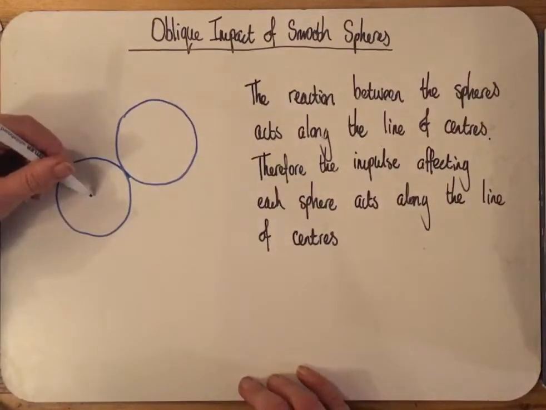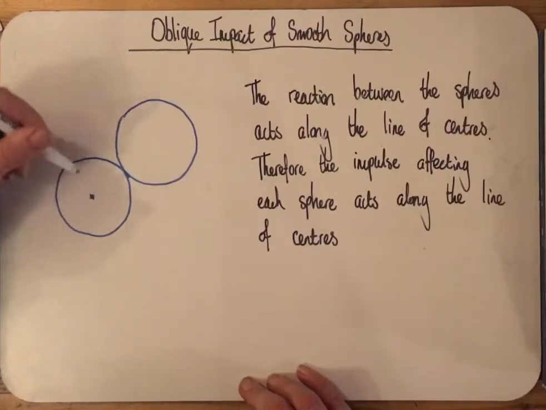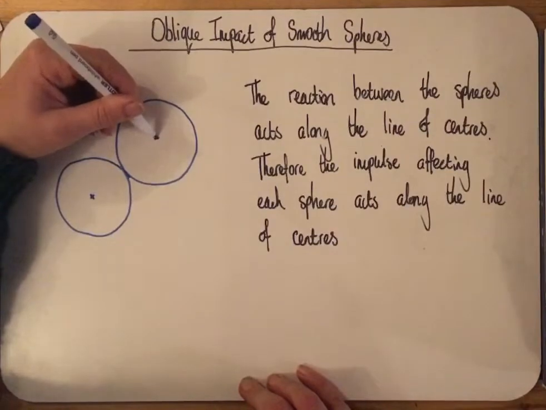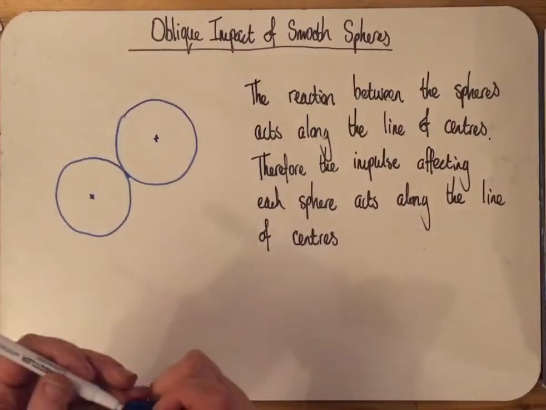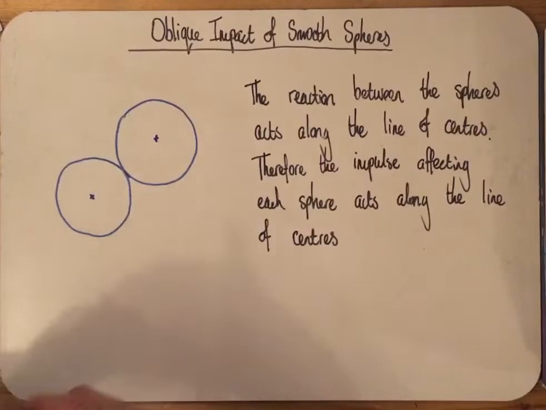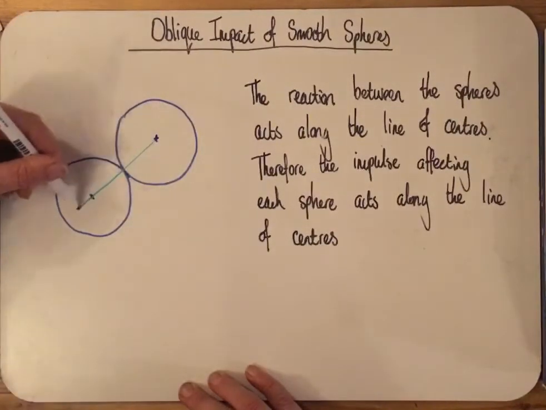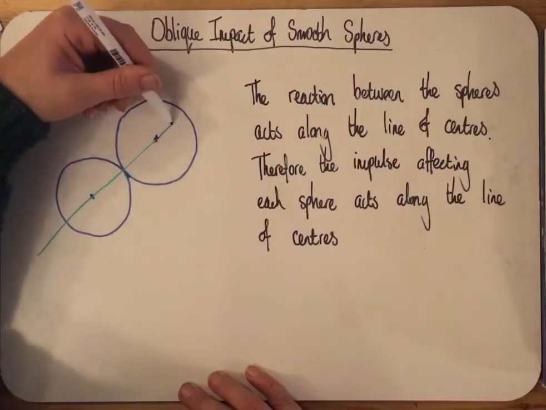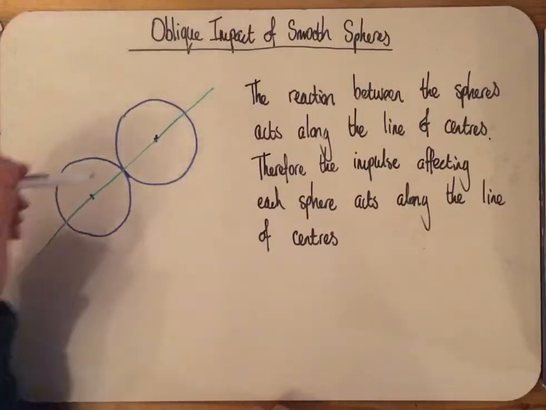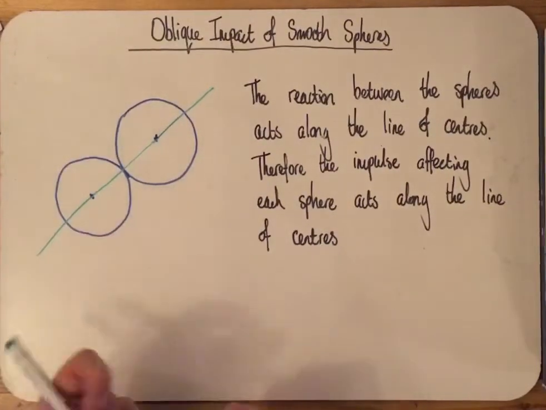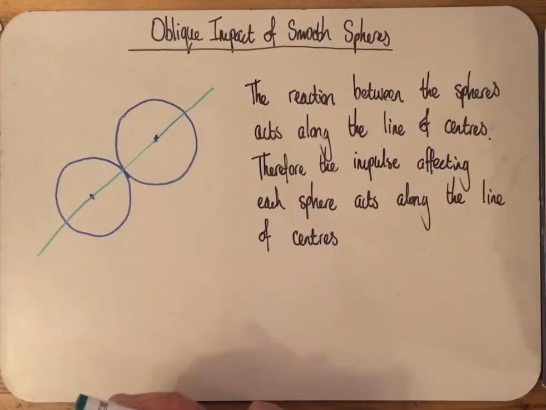So we've got two smooth spheres which are colliding, and the reaction between the spheres acts along the line of centres. What that means is if you take the centre of each sphere and join that together with a line, like so, then reaction between the spheres acts along the line. Therefore, the impulse affecting each sphere acts along the line of centres as well.